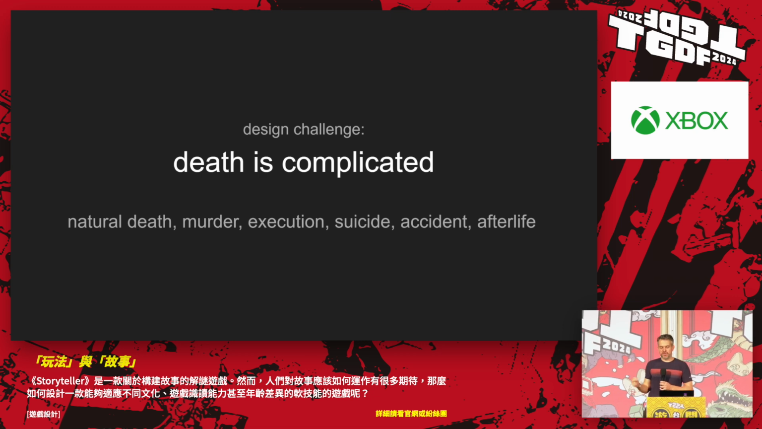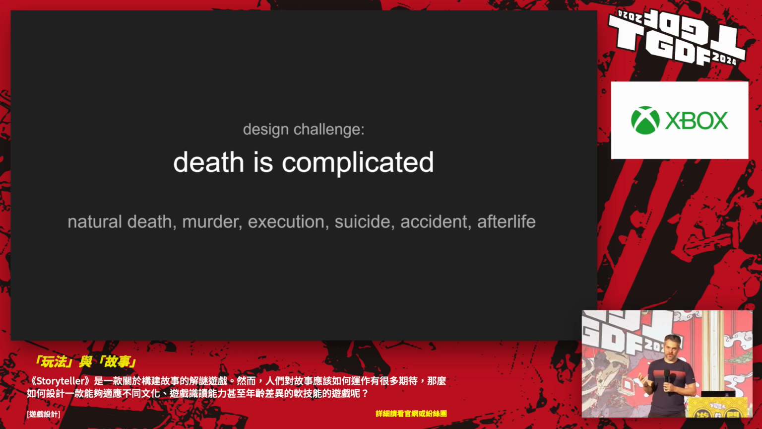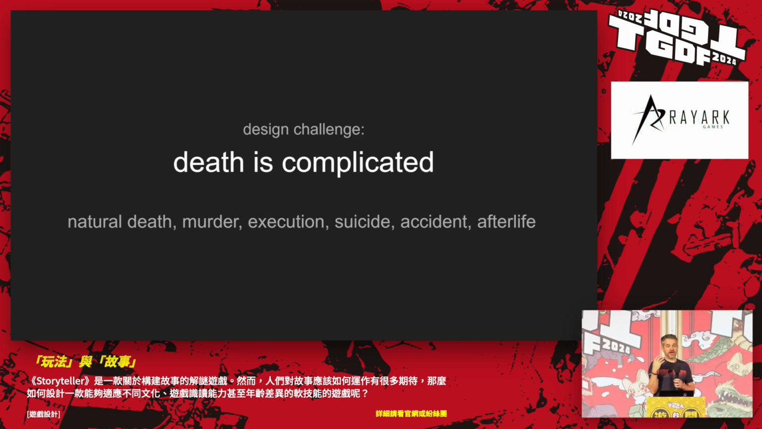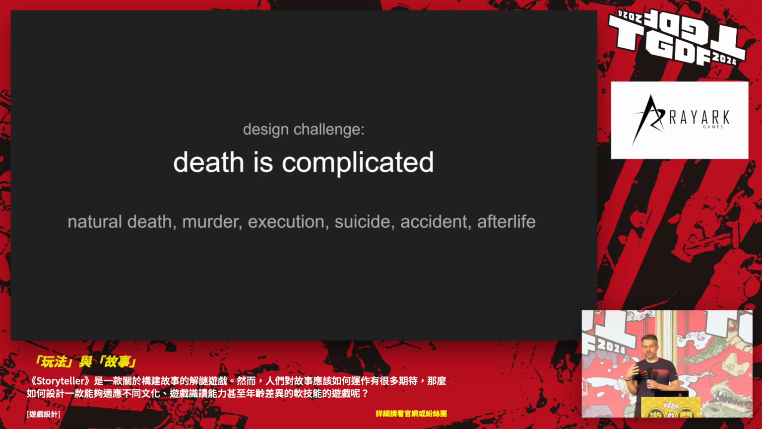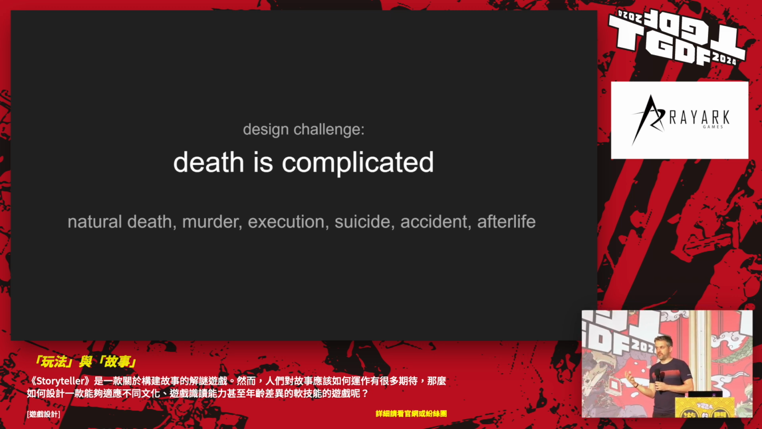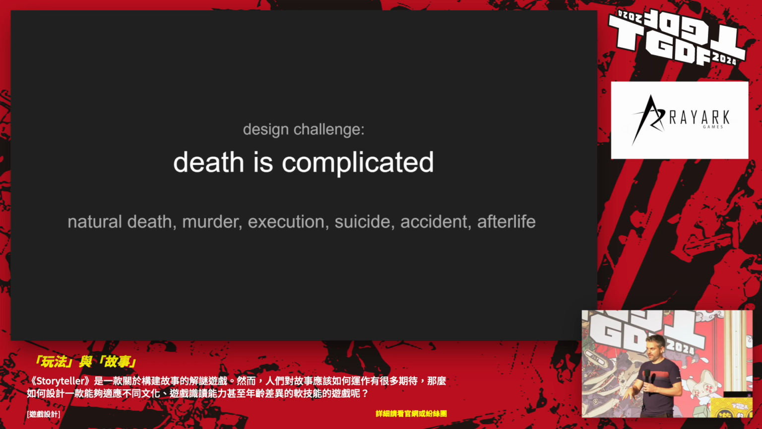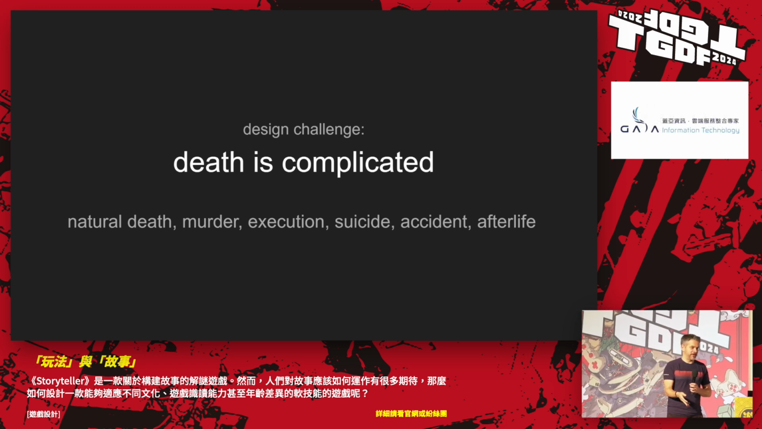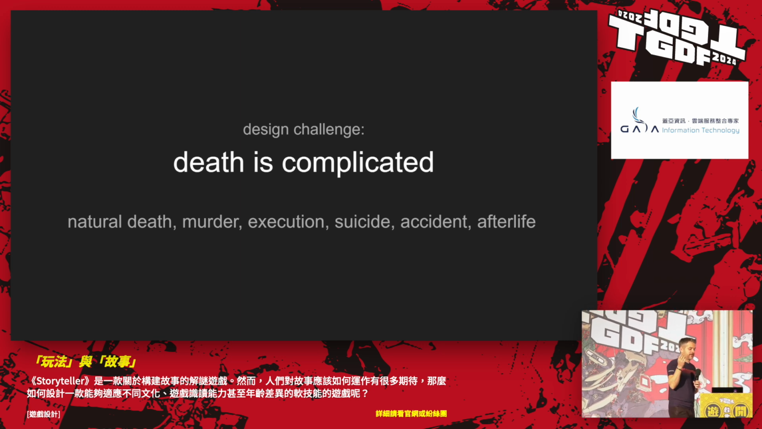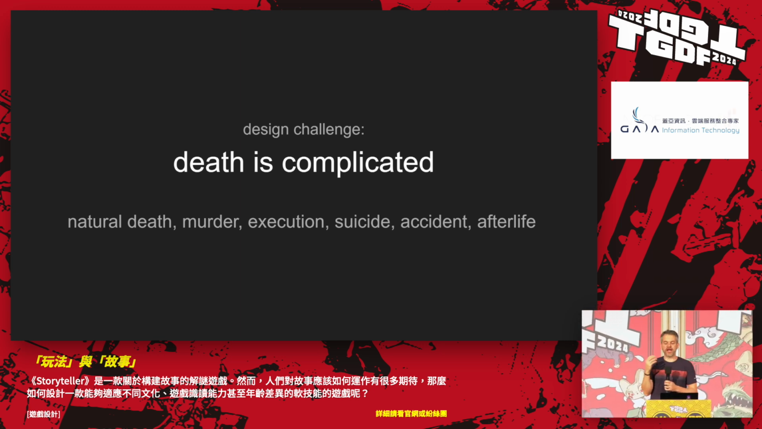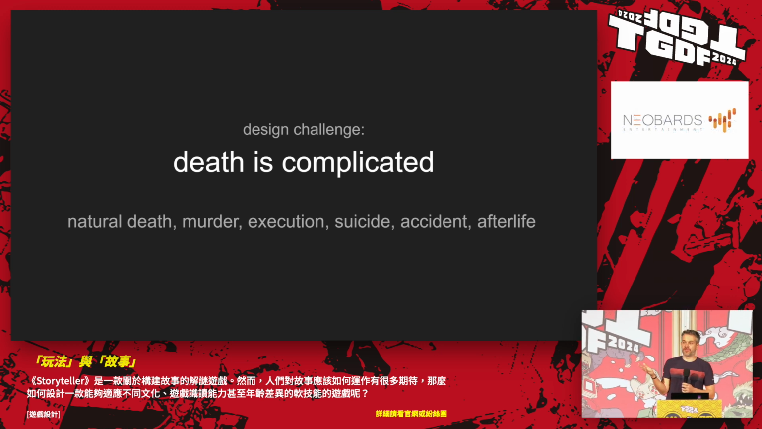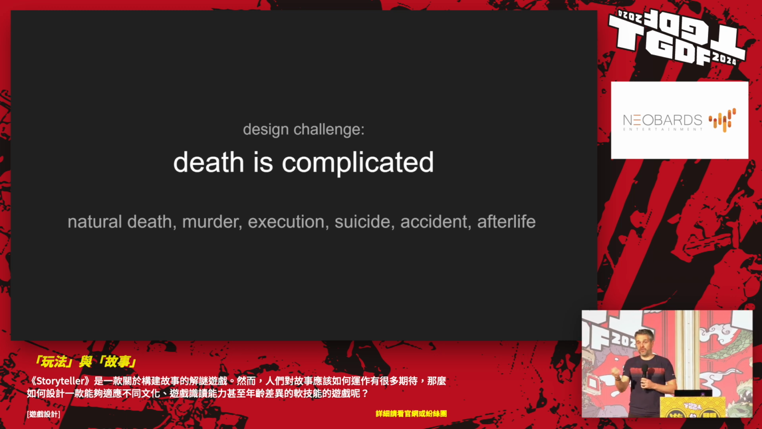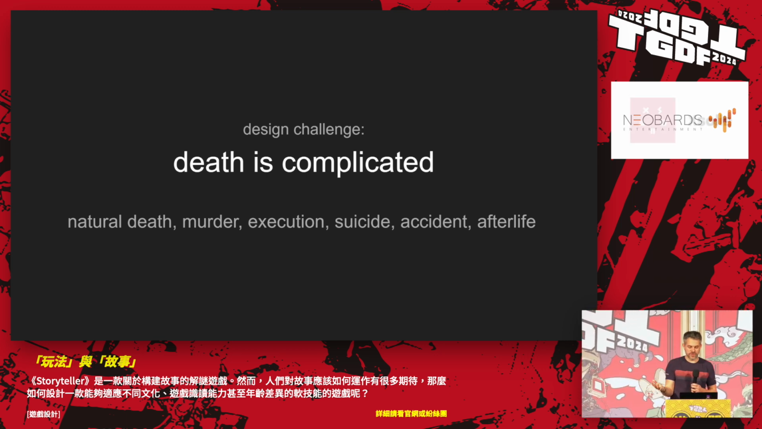So, when you think about death in the context of stories, there are many aspects to death. You can die of a natural death, right? Somebody can murder somebody else. Somebody can murder somebody in secret. You can murder somebody in public by executing them. There's suicide. There's death by accident. And then there's what happens after death, right? Those are questions that stories deal with all the time, and we wanted to have them in Storyteller.